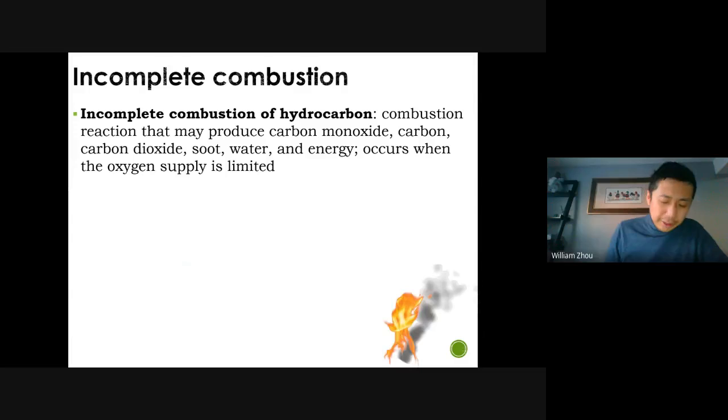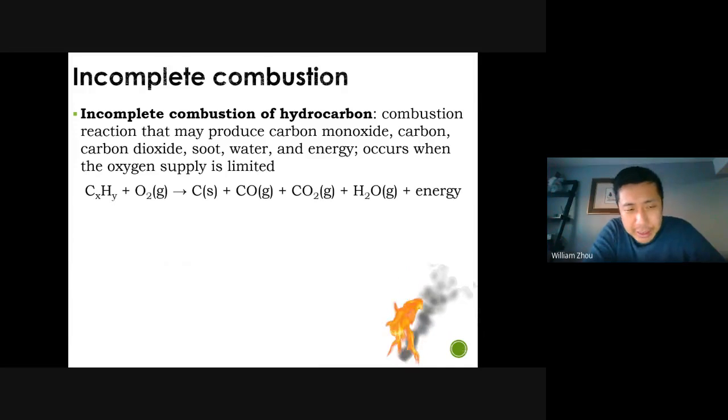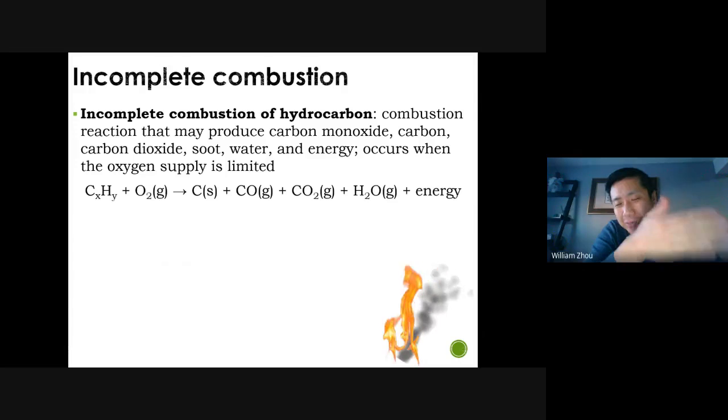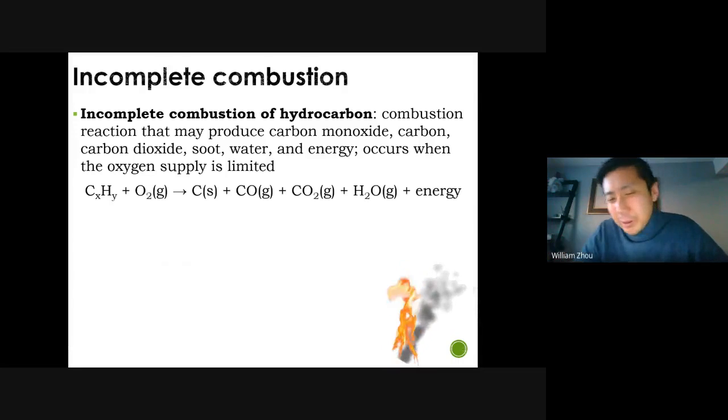Incomplete combustion, like the name suggests, the reaction didn't quite finish all the way because you have a limited supply of oxygen. You don't have enough oxygen to burn everything cleanly. And this is way more complicated. You have your hydrocarbon, CxHy, again, x and y can be anything. You burn that with oxygen, okay, cool, but you don't have enough oxygen to see this through. So you have a lump of carbon left, the carbon solid, we call it soot.